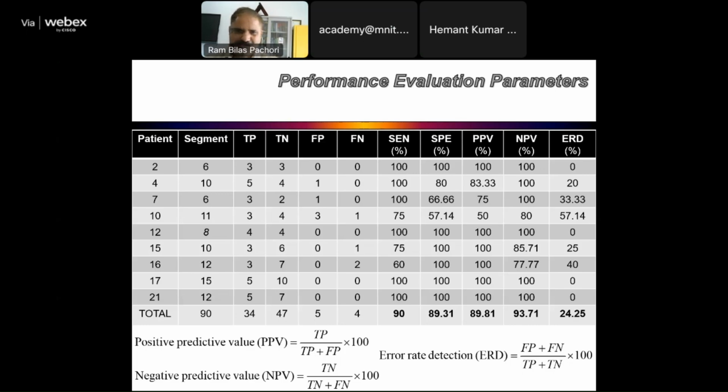Thank you. Sensitivity, specificity, positive predictive value, and negative predictive value should all be higher. You can see that in the proposed framework they are becoming higher, and ERD, the error rate detection parameter, should be lower, and it is becoming lower. So we are getting the desired results for this epilepsy detection.